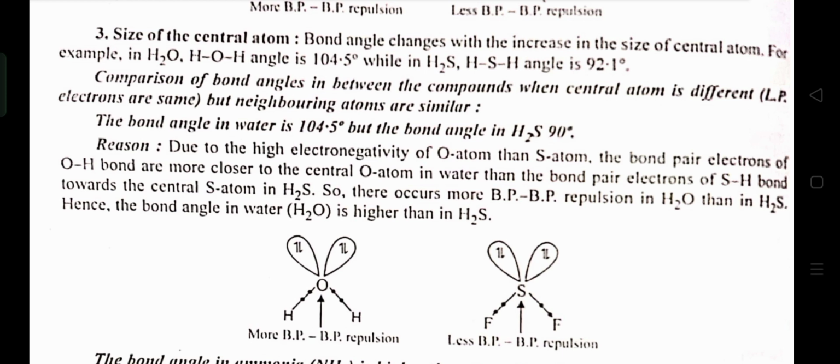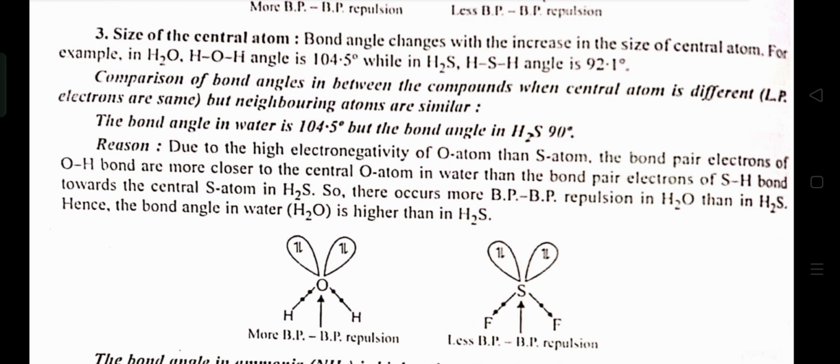For example, in H2O, the HOH angle is 104.5 degrees, while in H2S, the HSH angle is 92.1 degrees. Comparison of bond angles between compounds with a different central atom: lone pair electrons are the same, but the neighboring atoms are different.